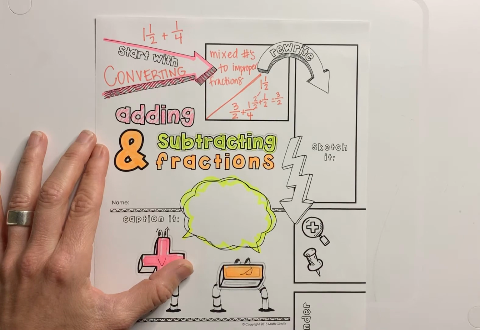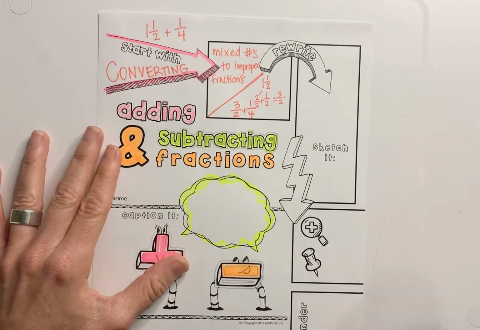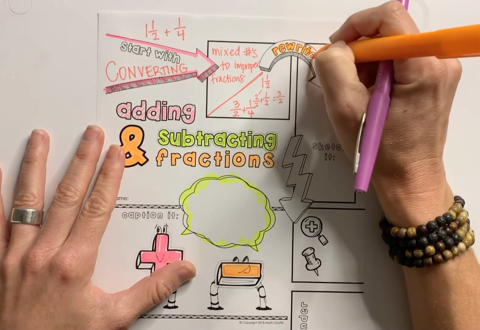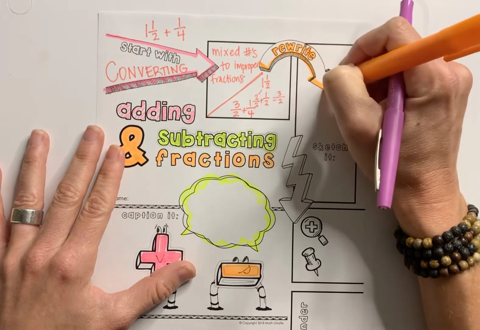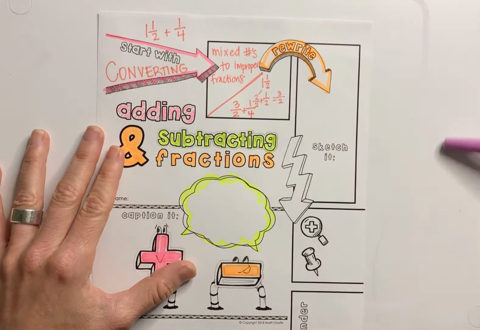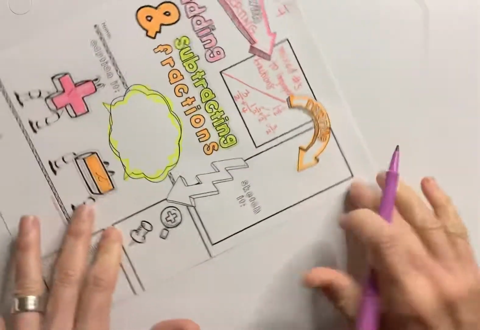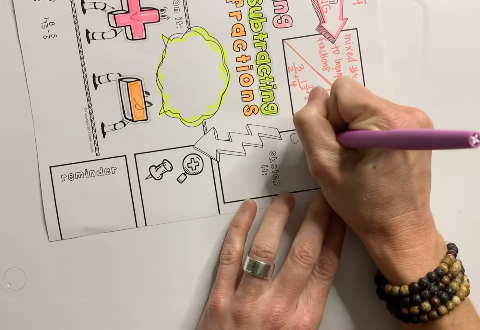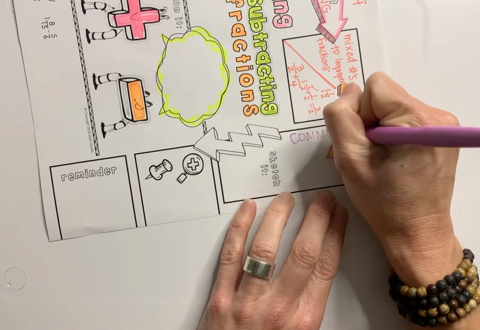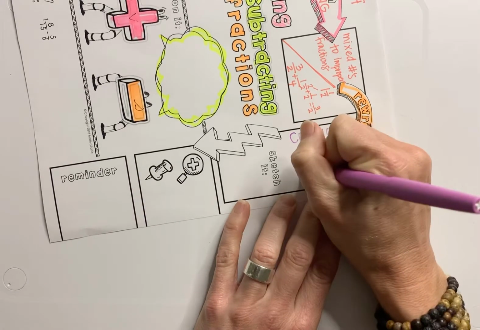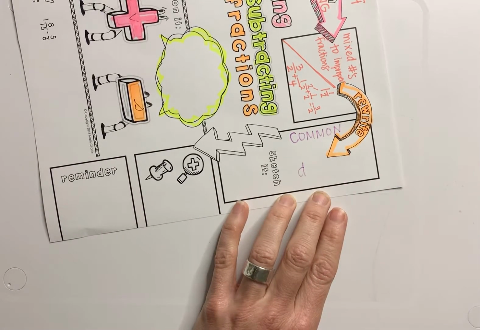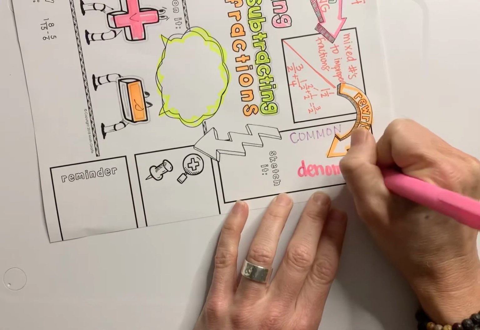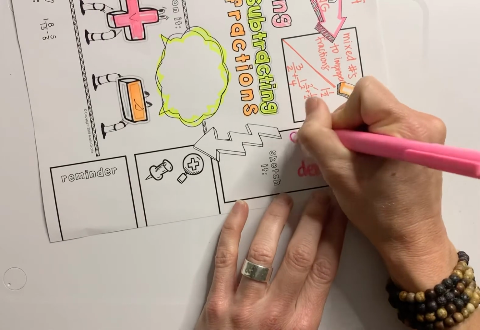All right, so my next step is I am now going to rewrite that problem with a common denominator. So I'm going to write that here. Common. You know what? That pen's not working very well. So we could change to the highlighter. Common denominator.